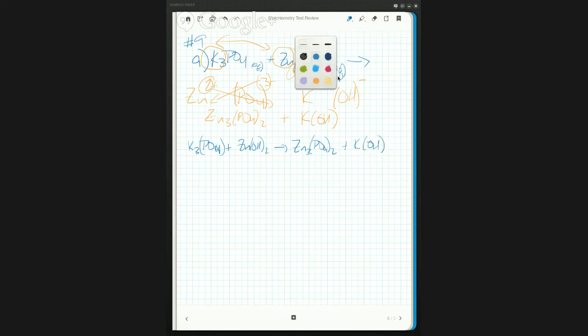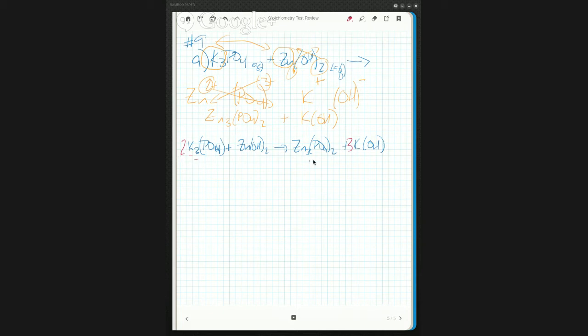All right, and let's go ahead and use red because I already used orange, and let's balance this. We've got 3 K, so let's put a 3 right there. And there's 1 PO4, but there's 2 PO4s over here. We're gonna have to put a 2 in front of that to balance out those PO4s. And of course that messes up our Ks.